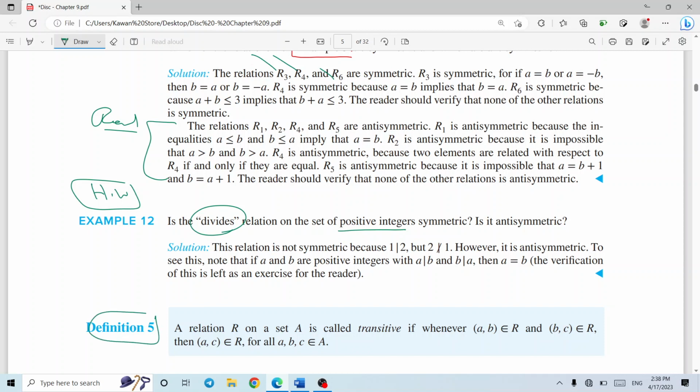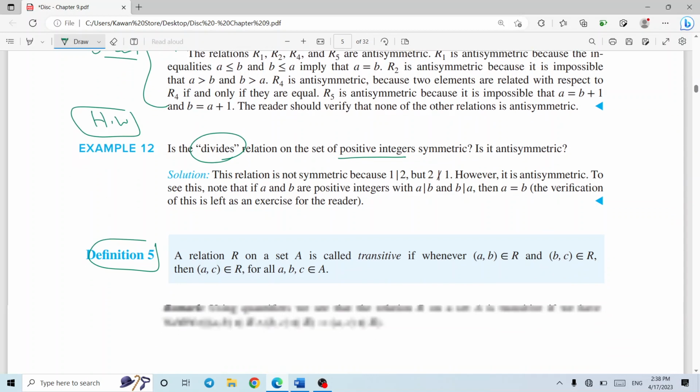Third definition. Reflexive, symmetry, transitive. We have a third one, transitive. The third one, if I have A and B, listen to the remark. If I have A and B, and B and C, then I should have what? A and C. So the first and third should exist. I have 1 and 2, 2 and 5, I should have 1 and 5.